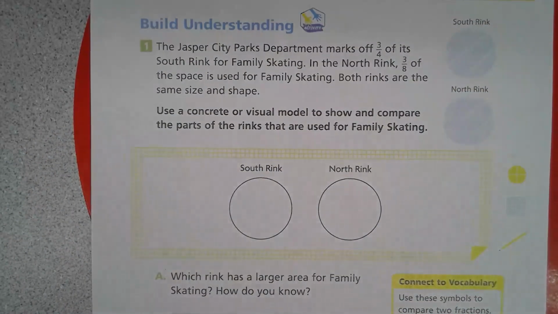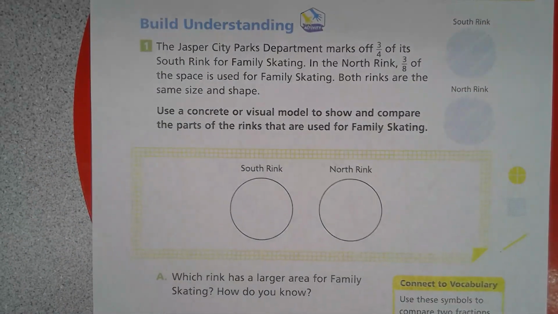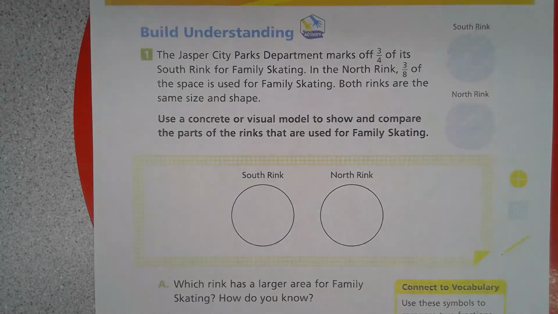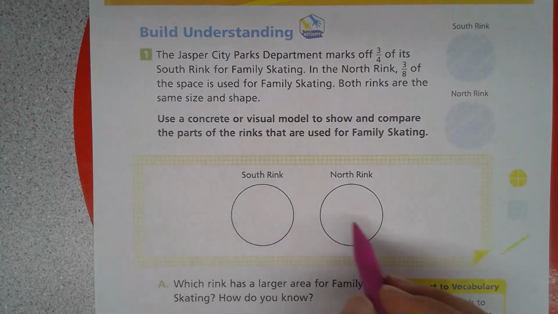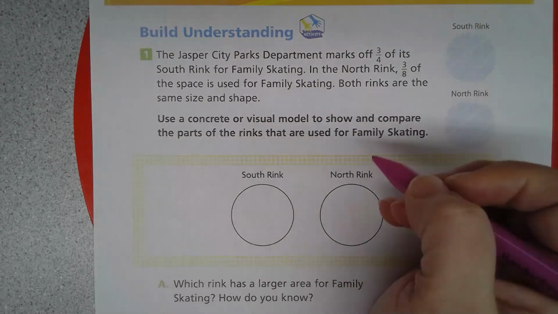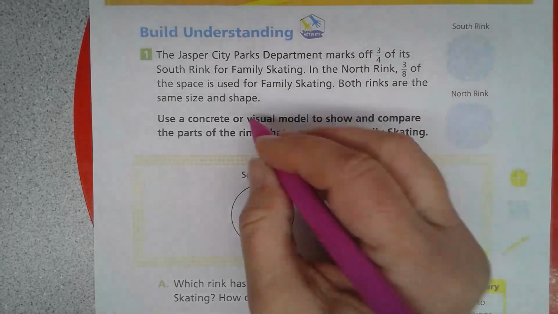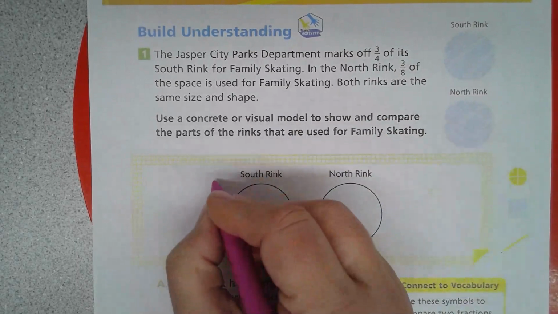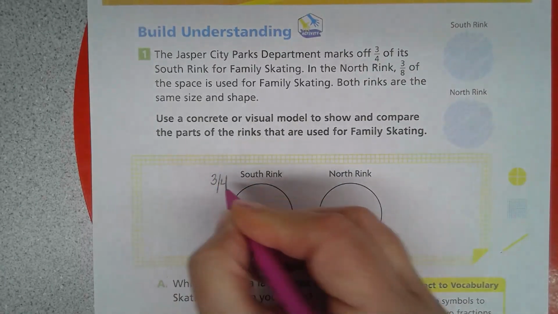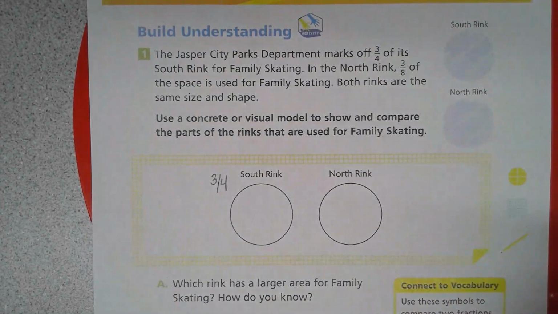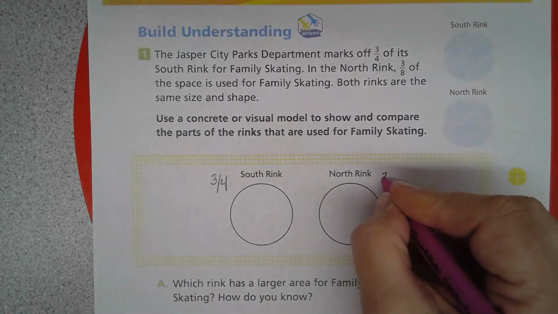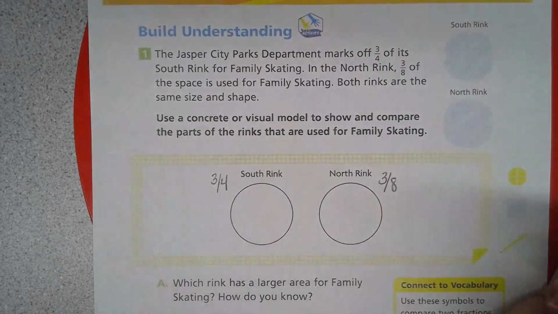Jasper City Parks Department marks off 3/4 of its south rink for family skating. In the north rink, 3/8 of the space is used for family skating. Both rinks are the same size and shape. So here's our things. South rink, 3/4. I'm going to put 3/4 here so I know what we're trying to do. North rink, we'll do 3/8 because that's what they said here.